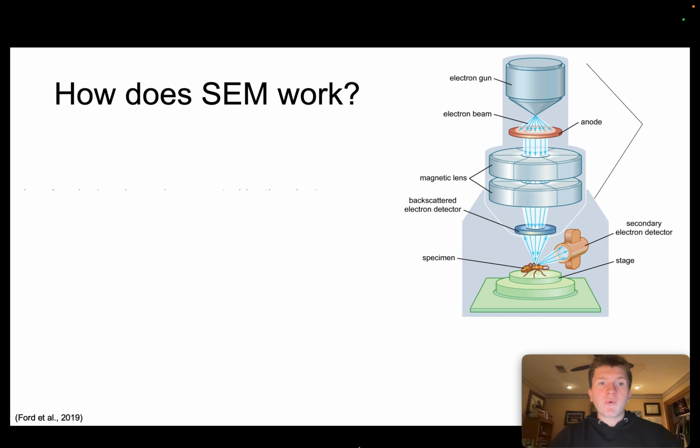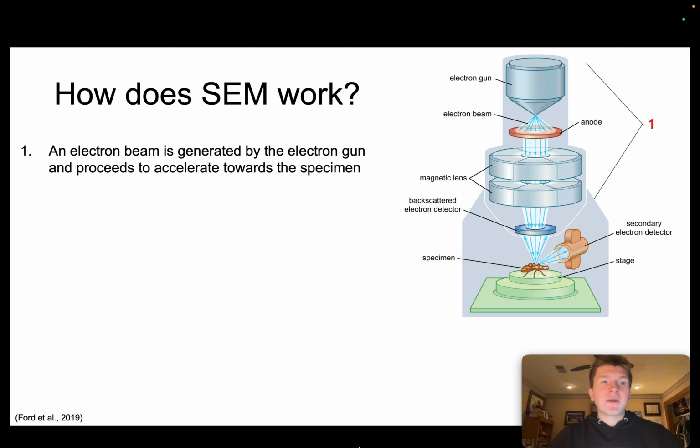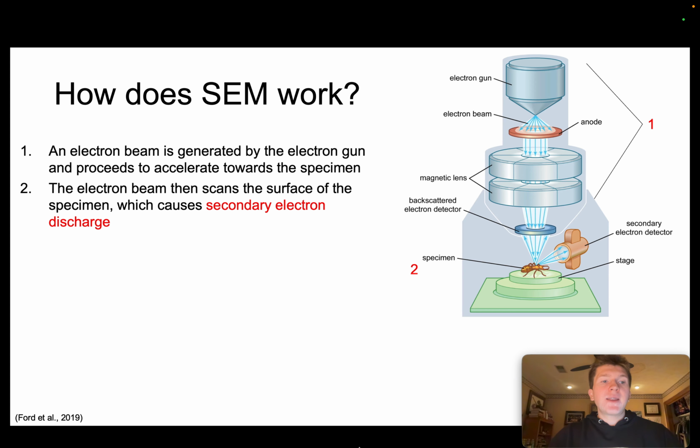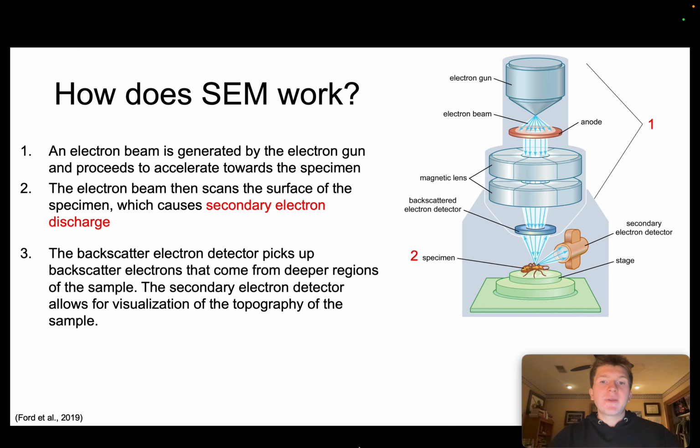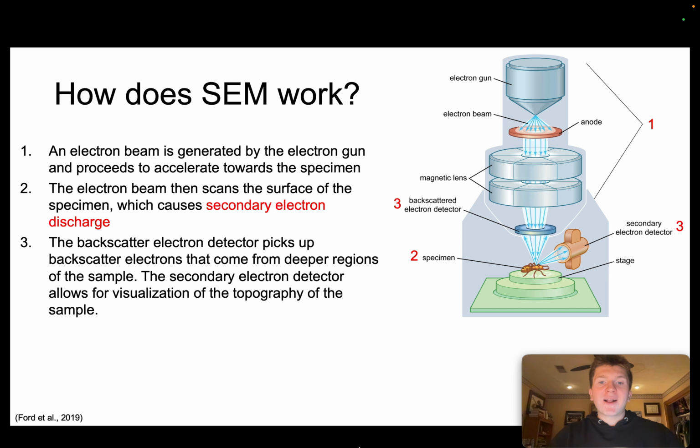So how does SEM work? Well, similarly to TEM, an electron beam is first generated by the electron gun and proceeds to accelerate toward the specimen. Next, the electron beam then scans the surface of the specimen, which causes secondary electron discharge. Next, the backscatter electron detector and the secondary electron detector pick up that secondary electron discharge.